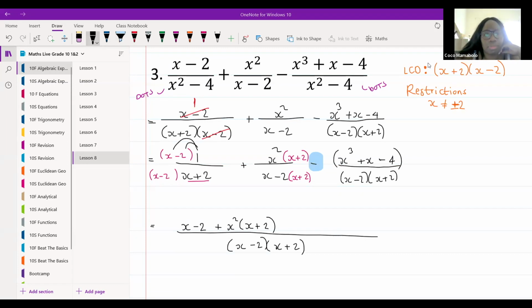Yes, I'm hearing a voice. Yes, sir. I actually calculated it. It was x cubed. Oh, so did you already distribute? So you would have got x cubed plus 2x squared. Yeah, x cubed plus 2x squared.